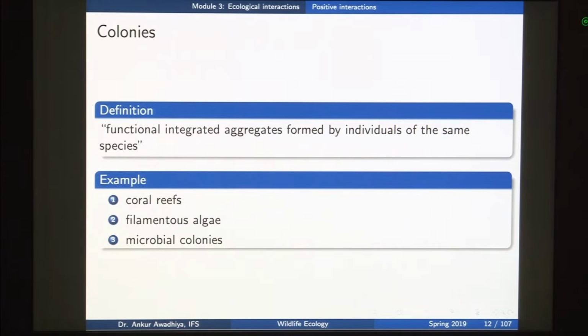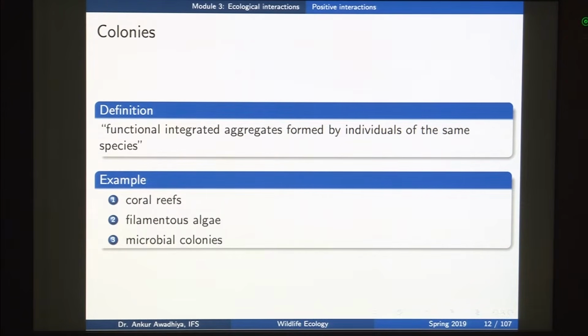So, when we are talking about intra-specific, that is belonging to the same species, harmonious interactions, we said that we have the examples of colonies and societies. Now, colonies are defined as functional integrated aggregates formed by individuals of the same species, and good examples in this case are coral reefs, filamentous algae and microbial colonies.